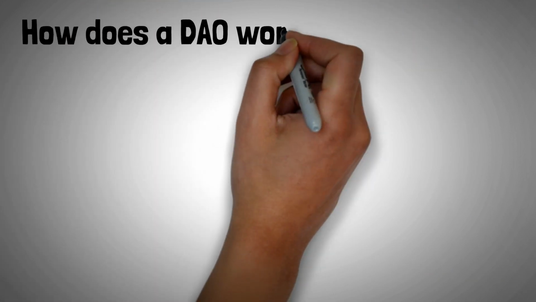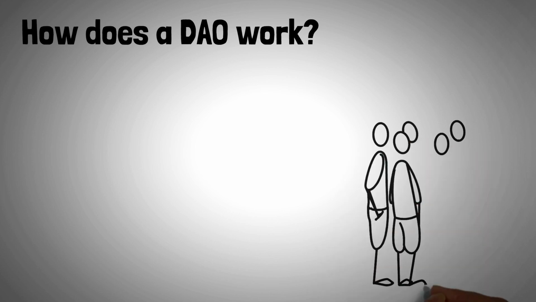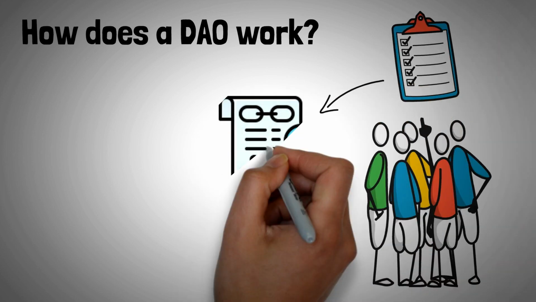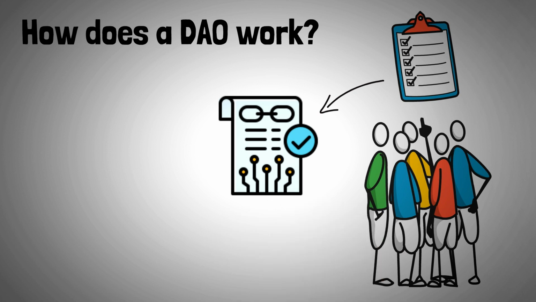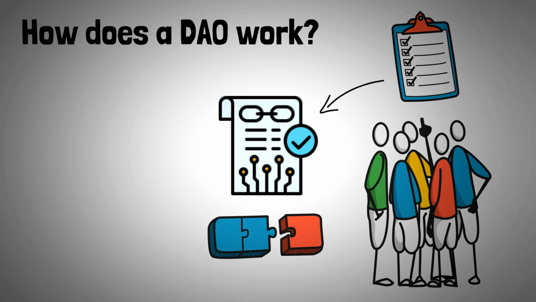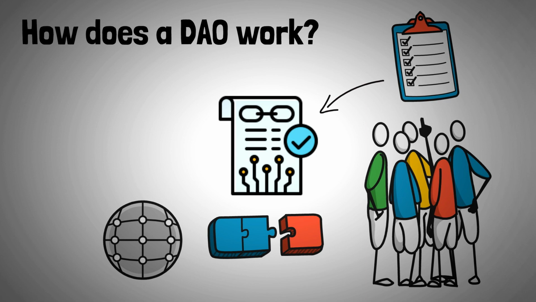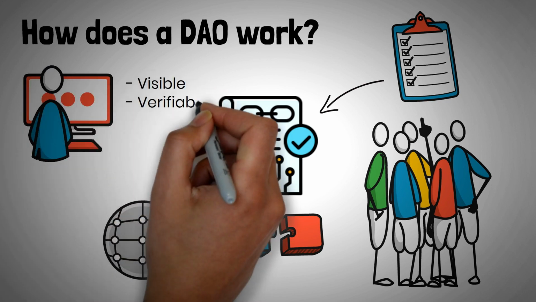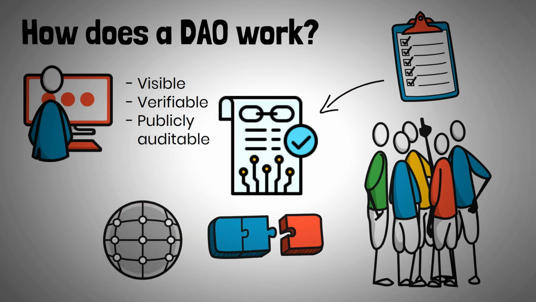How does a DAO work? The team of community members establish the rules of the DAO. This is done through the use of smart contracts. These smart contracts lay out the foundational framework by which the DAO is to operate. Any potential member can view the protocol, as everything in a DAO is visible, verifiable, and publicly auditable.